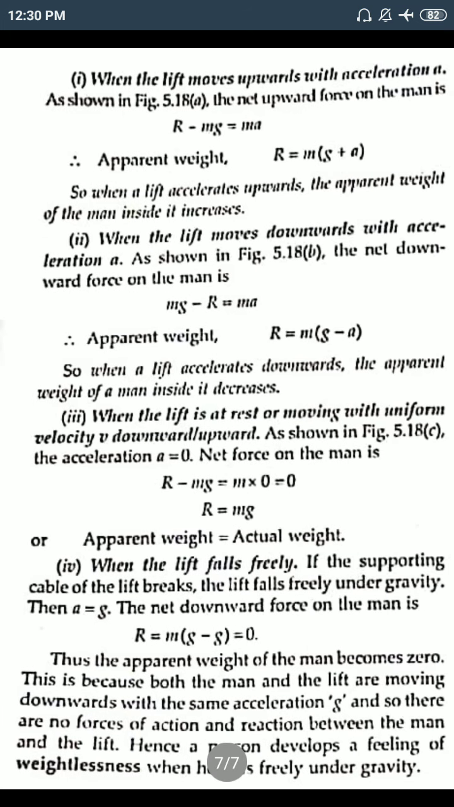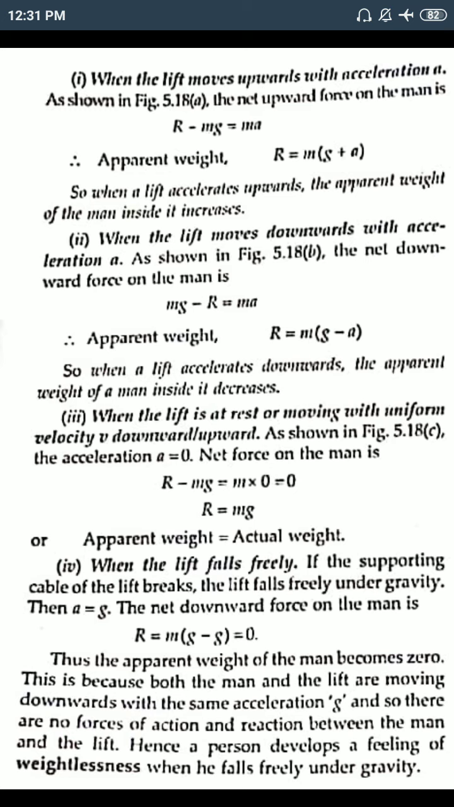So the apparent or net upward force on the man is R minus mg, which equals mass times acceleration of the lift, m into a. So R minus mg equals ma, and the apparent weight R equals m into (g plus a). So when a lift accelerates in the upward direction, the apparent weight of the man inside it increases.